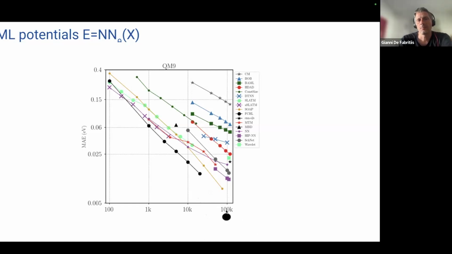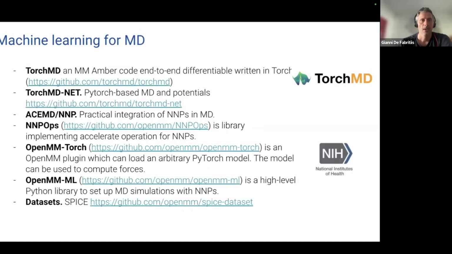But at this point, we got to a point that is actually not interesting anymore, since you get super accurate estimations of these energies. We've been working on this area for quite a few years, and we created a lot of infrastructure for it, partially financed by the National Institutes of Health in the US through the OpenMM project. I'm one of the PIs of OpenMM, which is a molecular mechanics code.